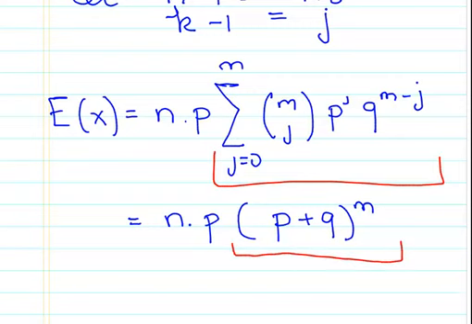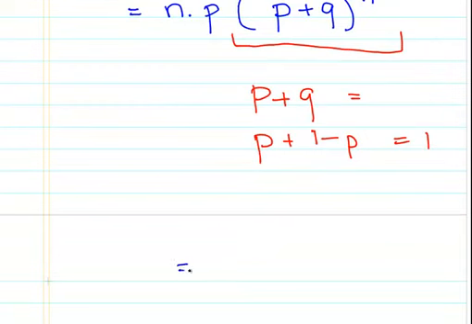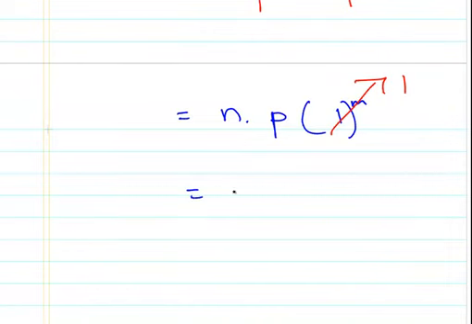Now think about this for a second. What is p plus q? That's p plus 1 minus p. That's just 1. So what we have here is n times p times 1 to the power of m. Oh yeah, that just cancels out to 1. So what we are left with is n times p. So in a nutshell, just a couple of quick arithmetic operations, and remember, the binomial theorem was the whole trick for this. Okay. All right.